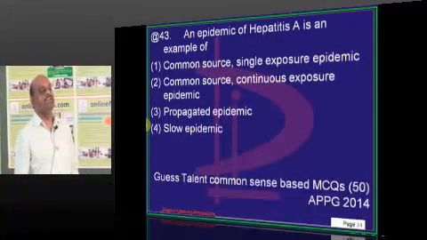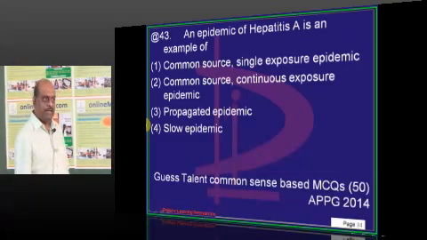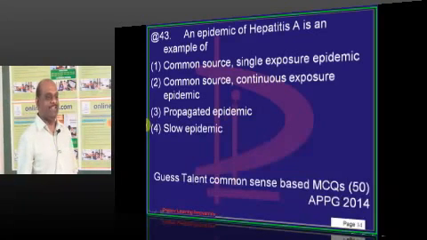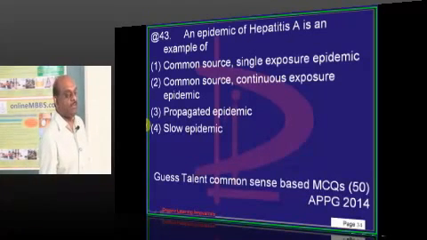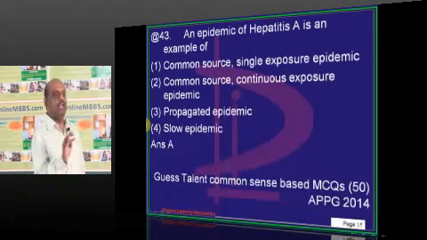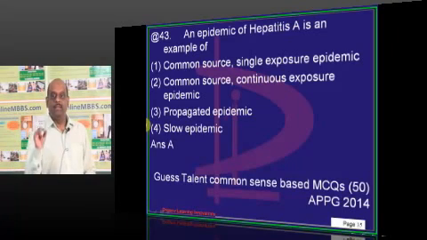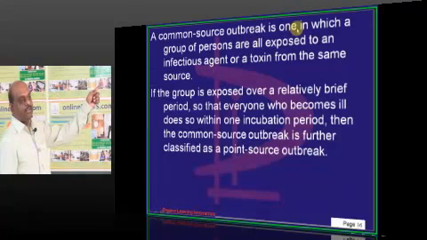Hepatitis A. What is the examiner's answer? Propagated. Key is propagated. Okay, that's what I am saying. The propagated key has propagated answer. Okay. But what should it be, otherwise what should be the Bhopal gas tragedy? Single exposure epidemic, point source epidemic it is called as. Bhopal gas tragedy, hepatitis A common source outbreak.